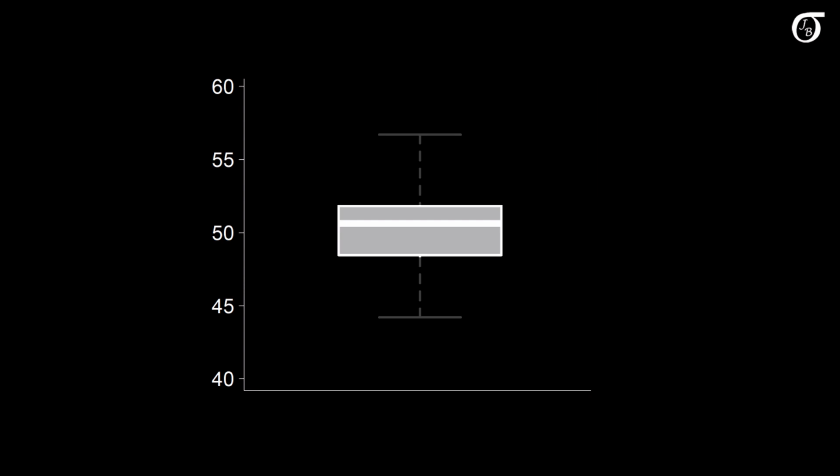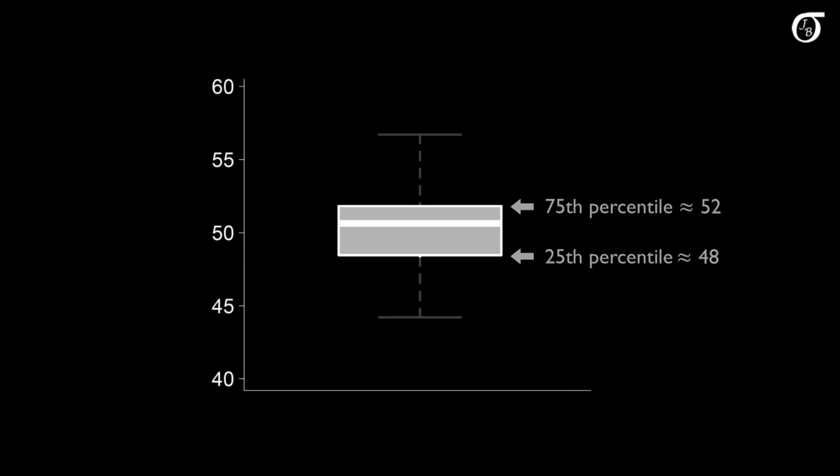A box plot starts off with a box, with the 25th percentile at the bottom of the box. 25% of the observations in the dataset are less than or equal to the value at the bottom of the box. Here, the 25th percentile is 48 or so. The 75th percentile is the top of the box. 75% of the observations are less than or equal to the value at the top of the box. Here, the 75th percentile is 52 or so.